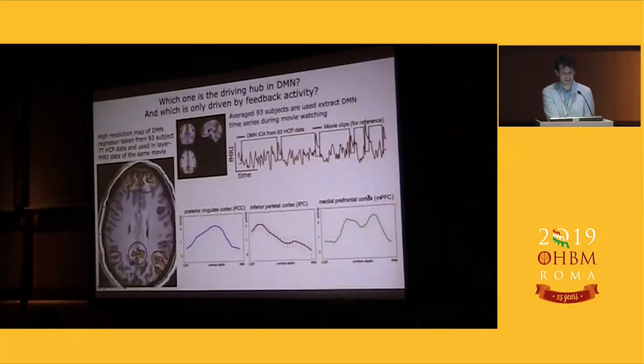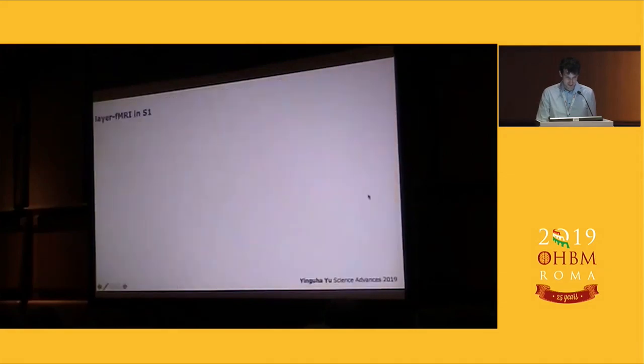For example, IPC or PFC are much more feedback-driven. They have these huge upper layer peaks on the left side, close to CSF, whereas the PCC seems to be much more inverted U and maybe more feed-forward driven. And comparing these profiles might in the future allow us to address questions about the hubness of an area. For example, suggesting that there might be one area that is the driving force here and just dragging the other areas passively along with it with feedback activity.